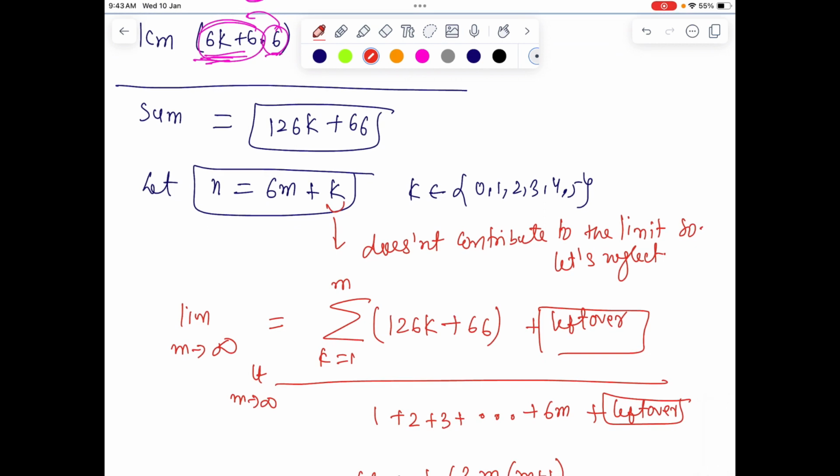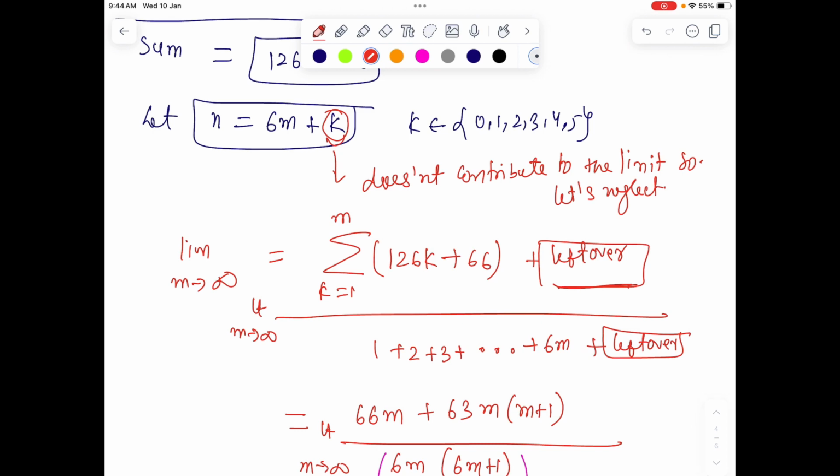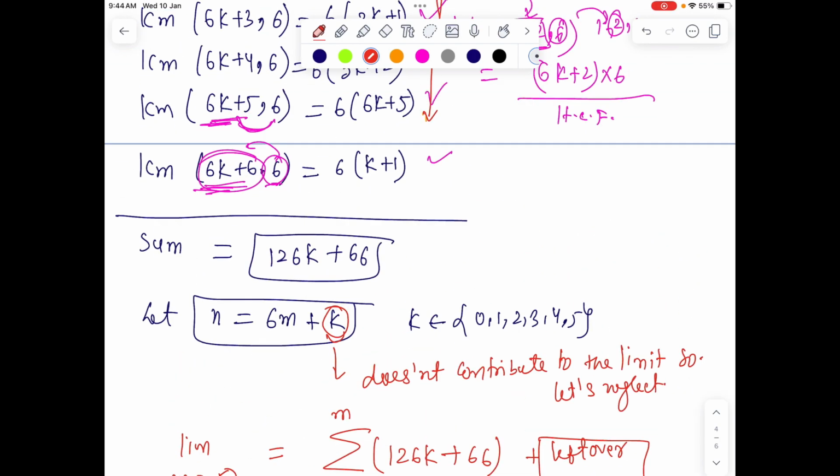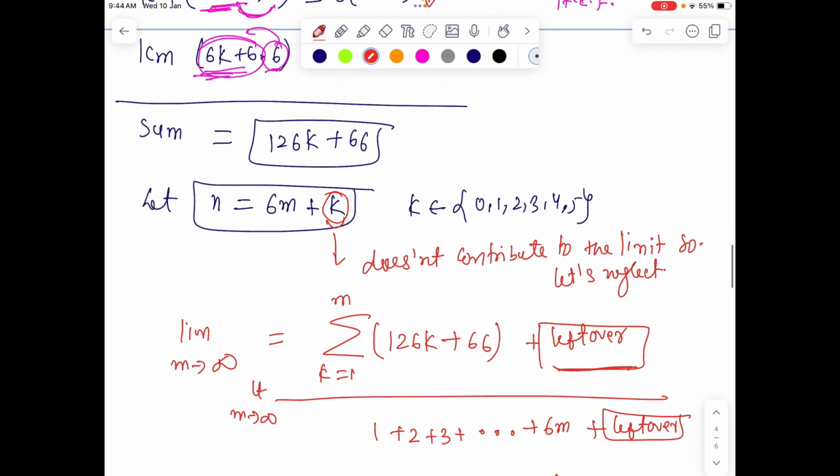Again, as usual, we'll take n as 6m plus k, where k can take a value of 0, 1, 2, 3, 4, 5. And it doesn't contribute to the limit because when we are taking the limit of m tending to infinity, this k is a finite thing. So anyway, while finding limit, the leftover is being divided by m. So it's better we can just omit it in the very first step also. If you want, you can include this, but it doesn't anyway impact the limits as we have seen in the first problem. So now, basically the question was LCM of 1, 6, 2, 6, 3, 6 and so on and so forth.